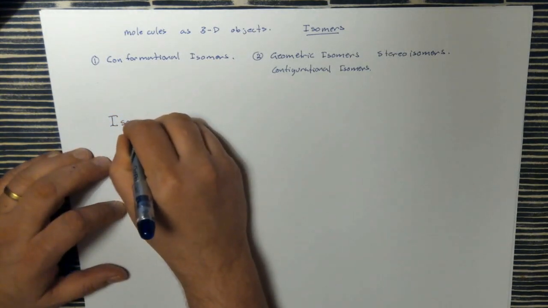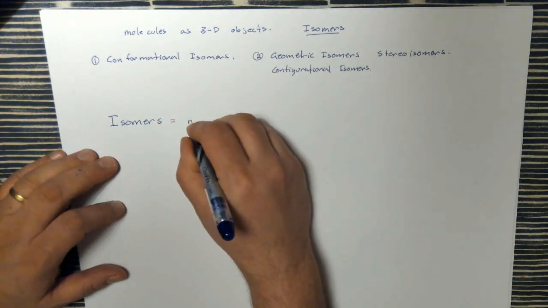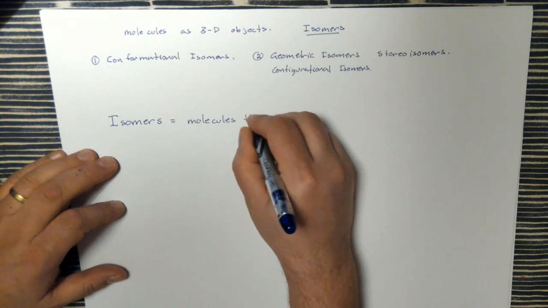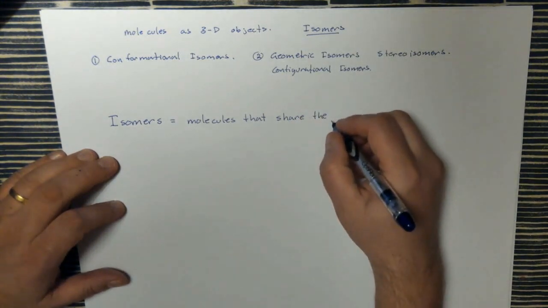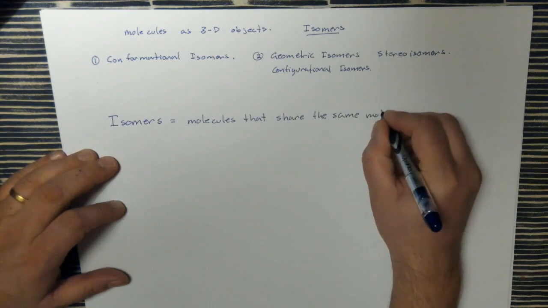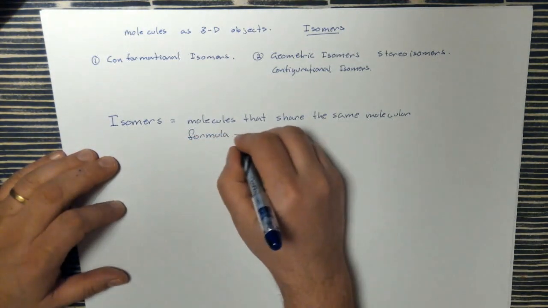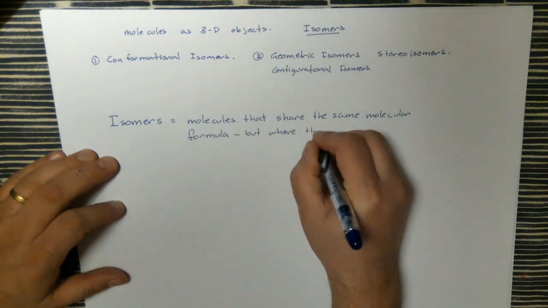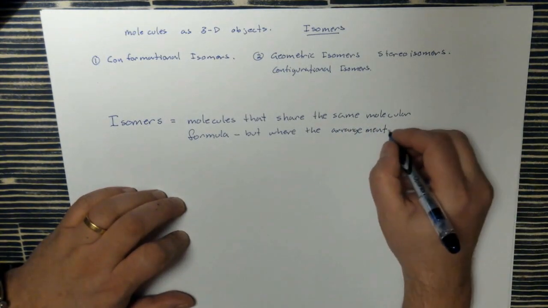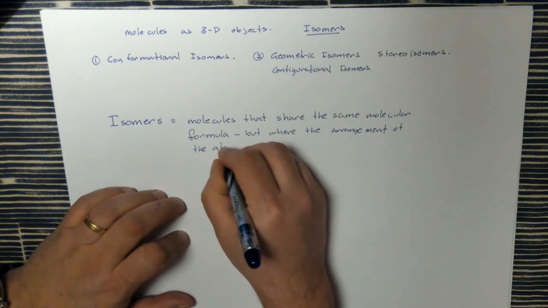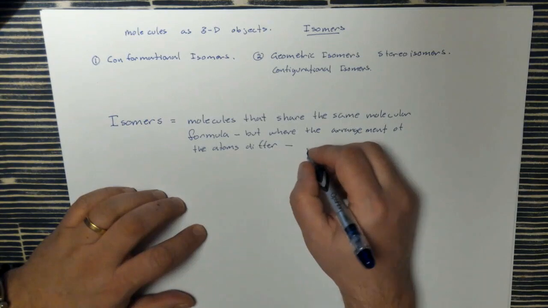So an isomer, basically, or isomers, I should say, are molecules that share the same molecular formula, but where the arrangement of the atoms differ. So they basically have different structures.